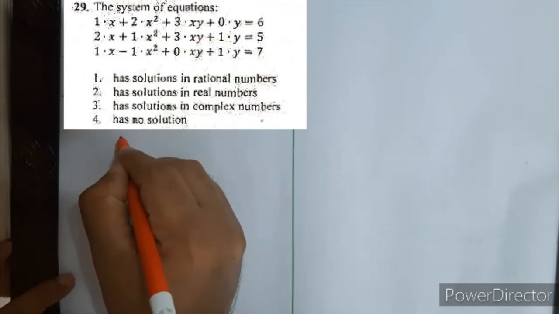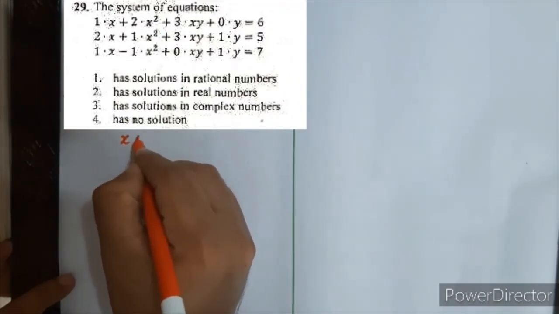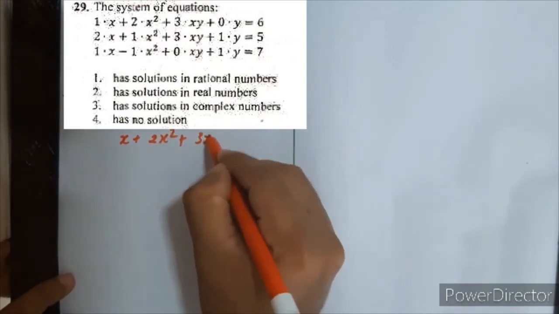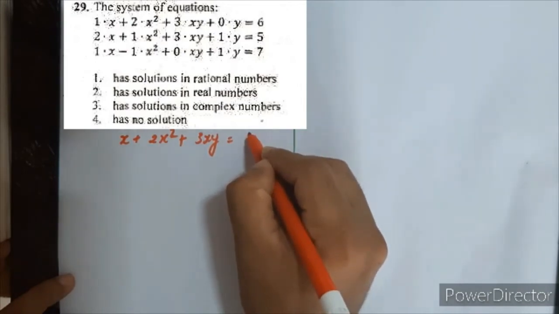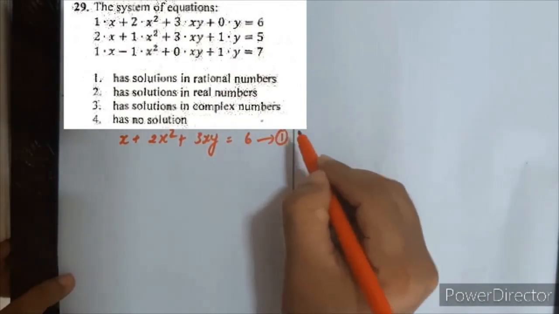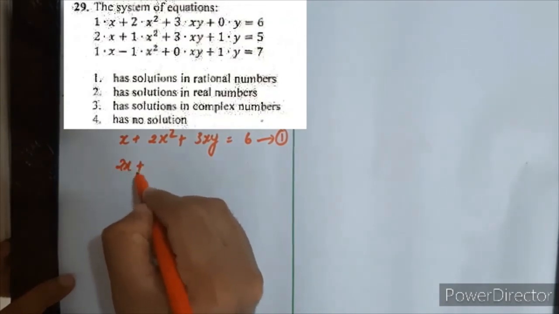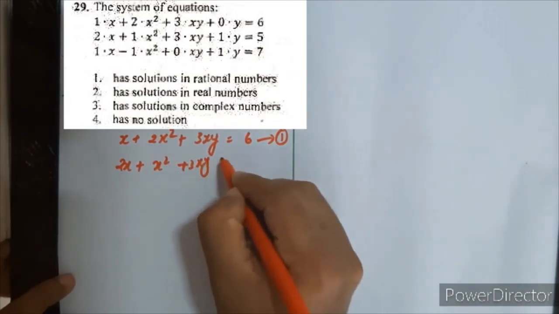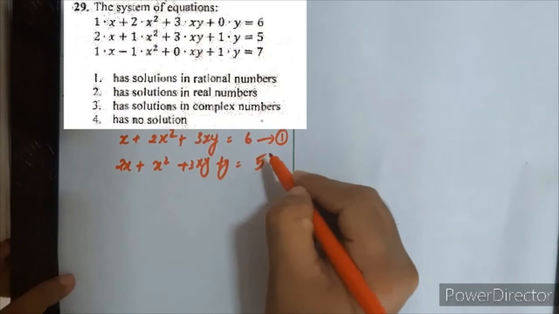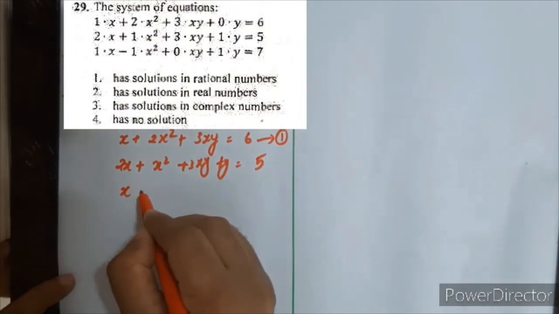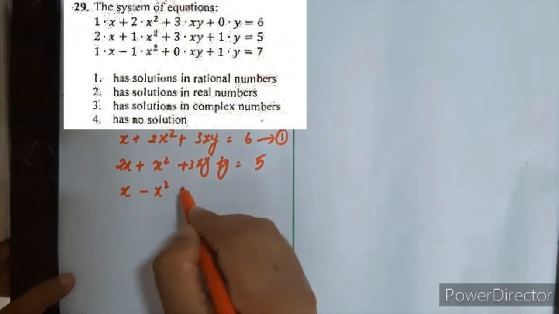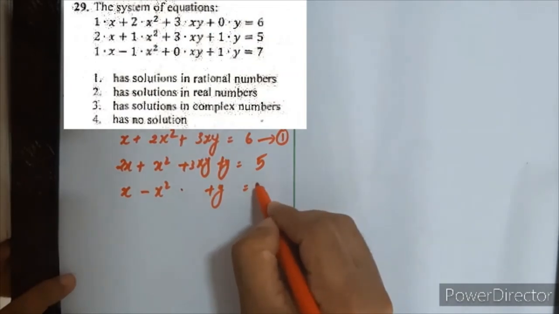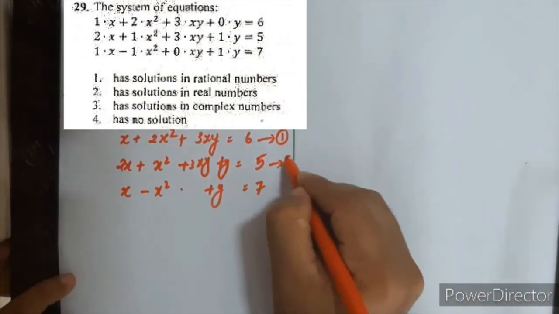So I am writing what the equations are. The first one is x plus 2x square plus 3xy is equal to 6. This is our first equation. The second equation is 2x plus x square plus 3xy plus y is equal to 5. This is equation number 2. And the third equation is x minus x square plus y is equal to 7. Equation number 3.